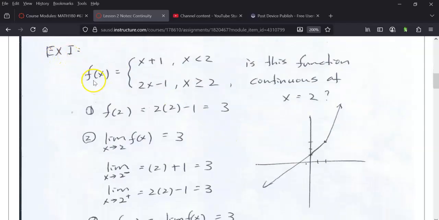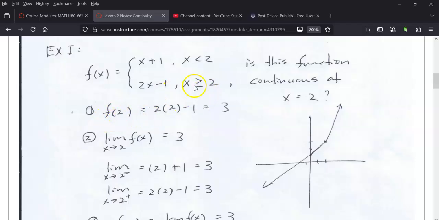So example one. We have a piecewise function, f of x equal to x plus 1 when x is less than 2, or f of x equal to 2x minus 1 when x is greater than or equal to 2. Is this function continuous at x equal to 2? So let's go through our three conditions. Condition number one, at x equal to 2. Let's evaluate f of 2. So when we evaluate f of 2, well, let's see.